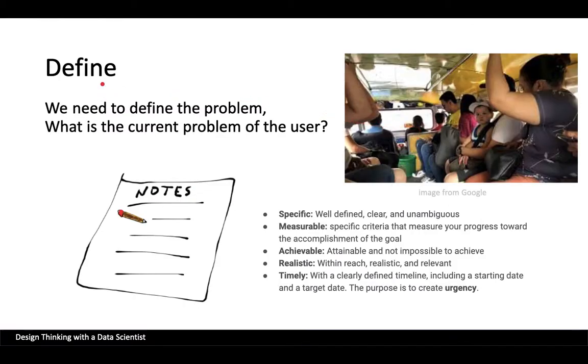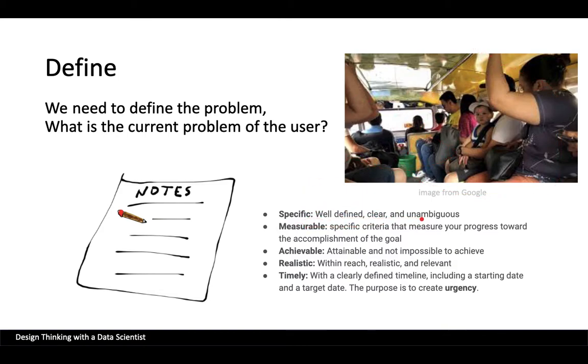Next, you need to define the problem. What is the current problem of the user? You have to put down some notes. For example, the current situation is passengers in the jeep are very dense. They're sitting next to each other, so the virus could spread to other passengers, and they don't have masks for protection. So you have to define this current problem.